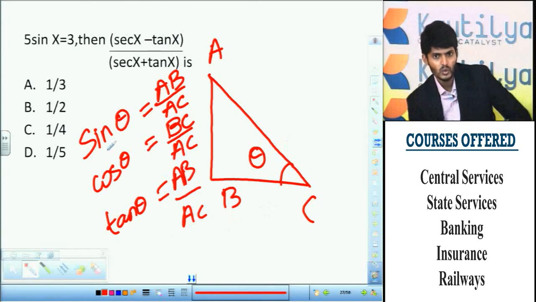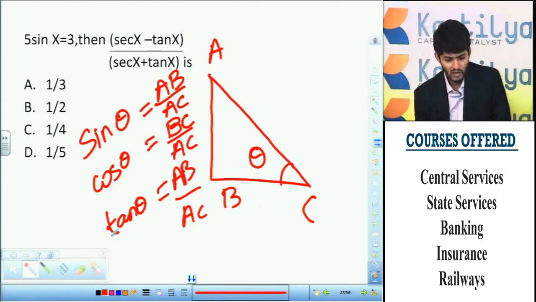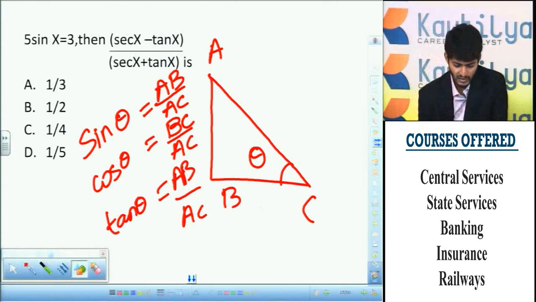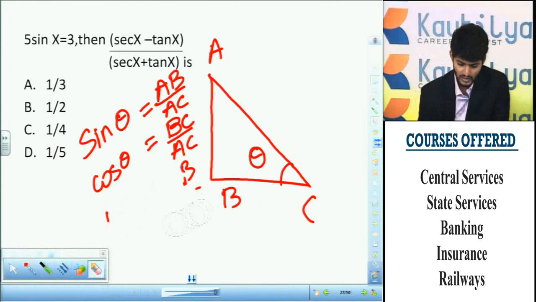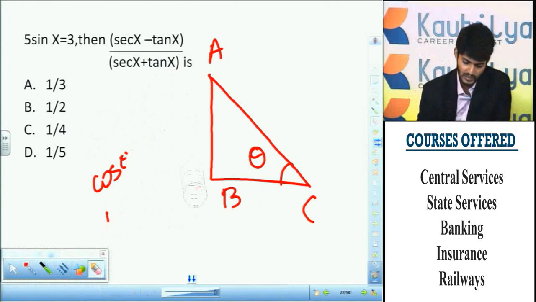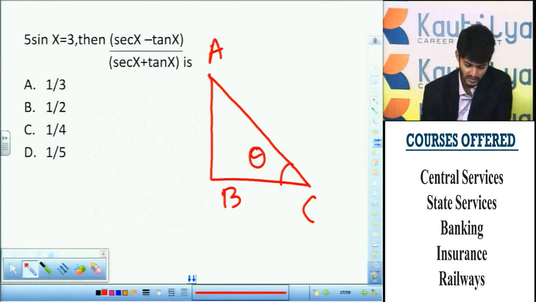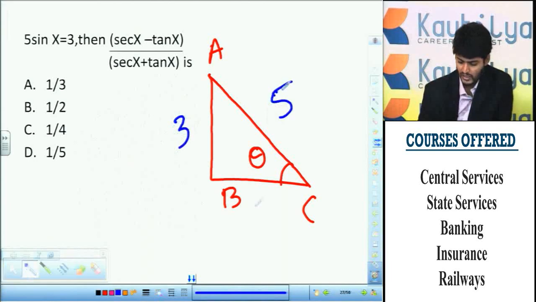If you want secant, you inverse cos, you get secant. If you want cot, you inverse tan, you will get your value. Now in the given problem, he said 5 sin x is equal to 3. That means sin x in the given problem will be 3 by 5. Okay, so in the same triangle, sin x is given as 3 by 5. So this value is 3 and this value is 5. So clearly I know this value is 4.